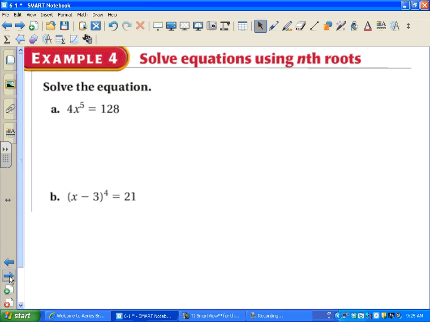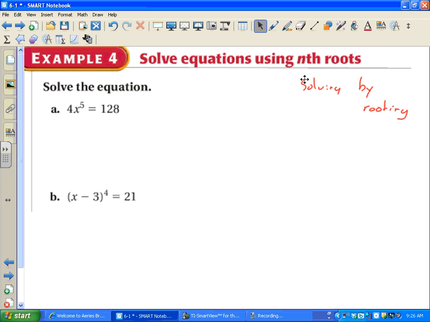And now solving. If you've been following along with what I've been doing, I think solving is kind of the easy part here. Solve the equations. So we've got 4x to the 5th equal to 128. Here's the key to success for solving. It's very similar to the technique that we use for quadratic equations, which is solving by square rooting. And really today we're not square rooting these things. I'm just going to say we're solving by rooting.